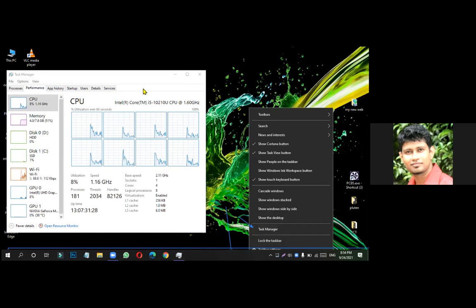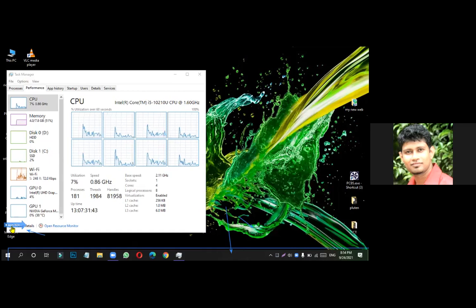Sometimes it will display fewer details. Just click on fewer details, here. Not there, here. This section here. Fewer details, yeah. So sometimes you will see fewer details. Please click on that.